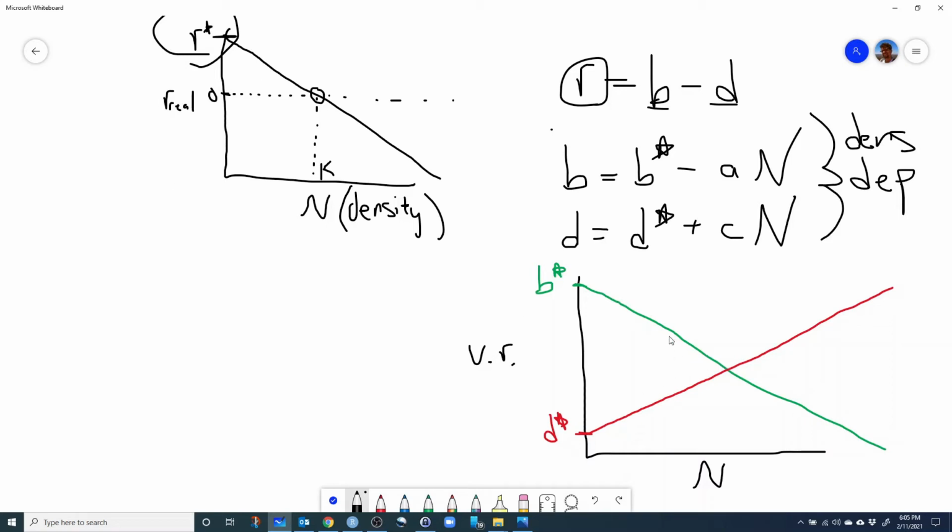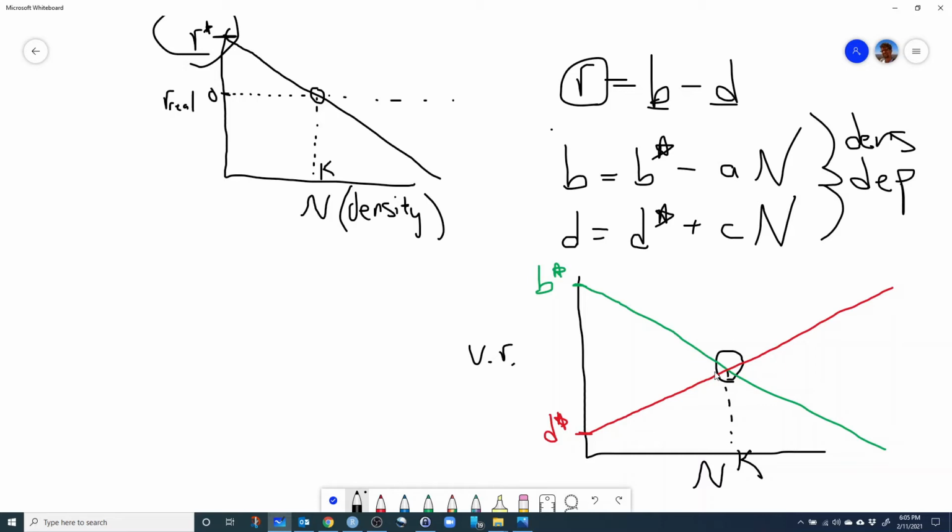And at some point, at this very important point here, birth rate and death rate are equal. And that point is, you guessed it, if you draw a line down to the abundance, that is carrying capacity, right where it meets.